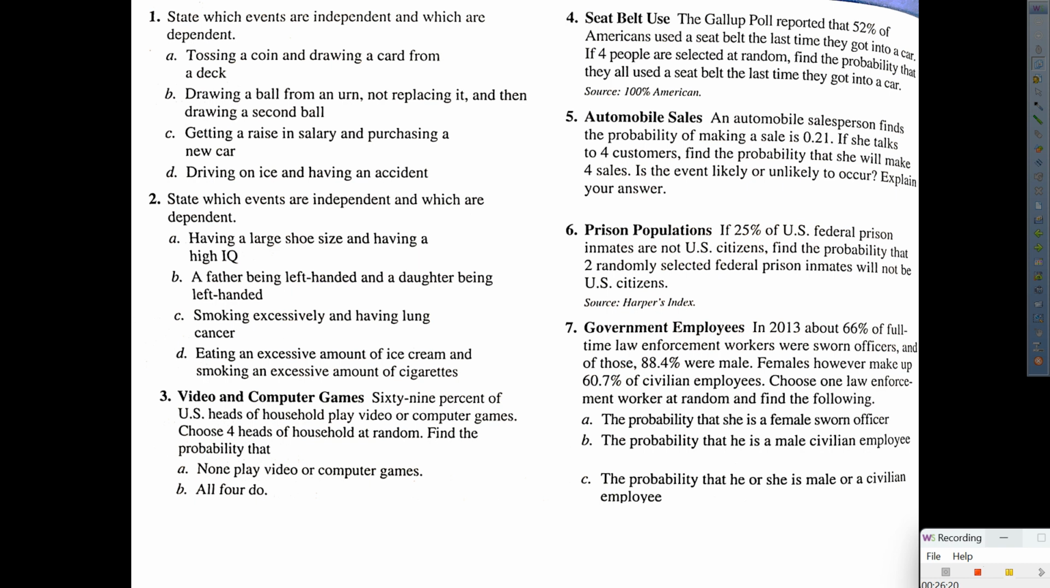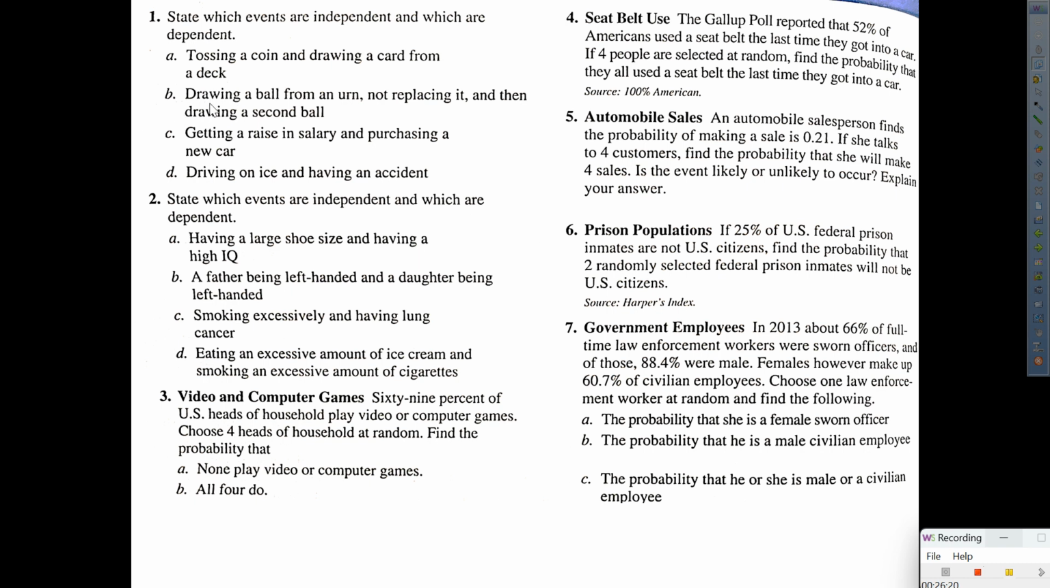Dylan? Pass someone. Jaden M. What is A? Tossing a coin and getting the card. Does one affect the other if you write it out? Independent. Hands, have you chosen independent? That is correct because it doesn't affect the outcome from one to the other.